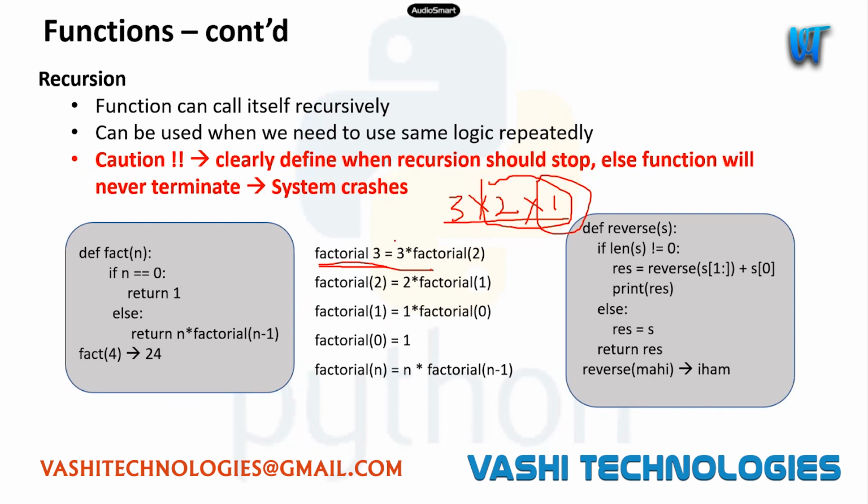If you see here, 3 into factorial 2, and then factorial of 2 is equal to 2 into factorial 1, right? And factorial 1 is nothing but 1 into factorial of 0. Factorial of 0 is 1, right?